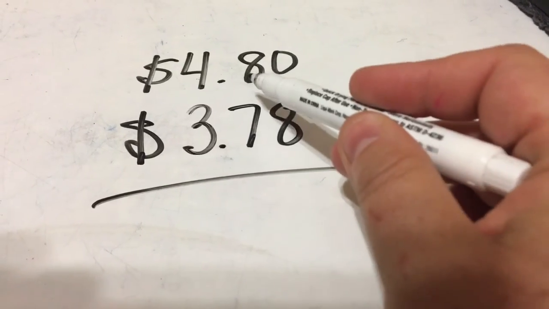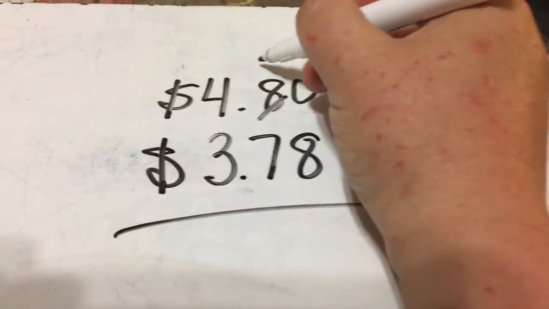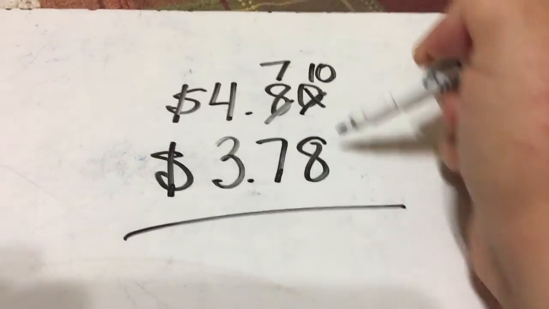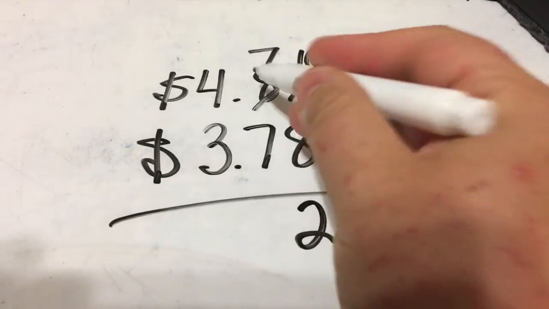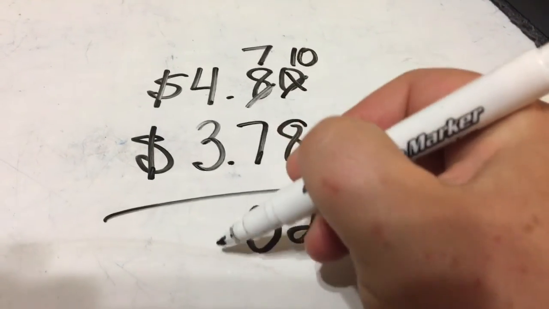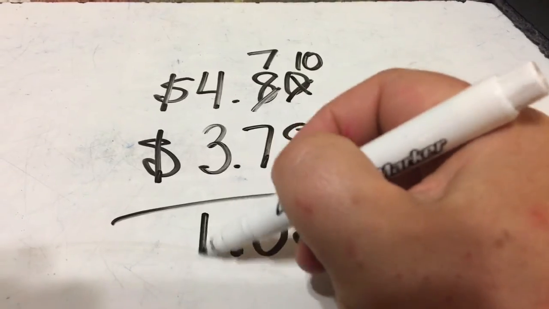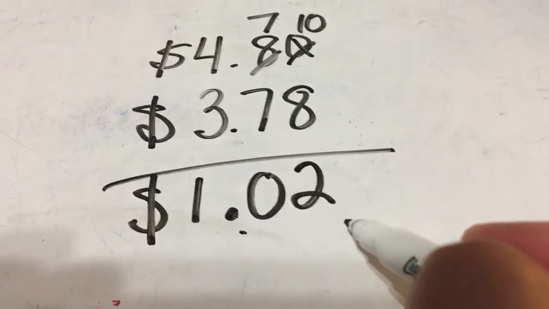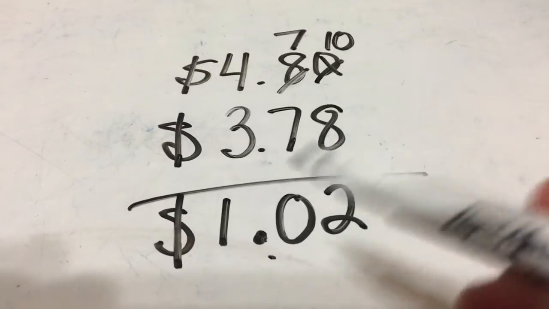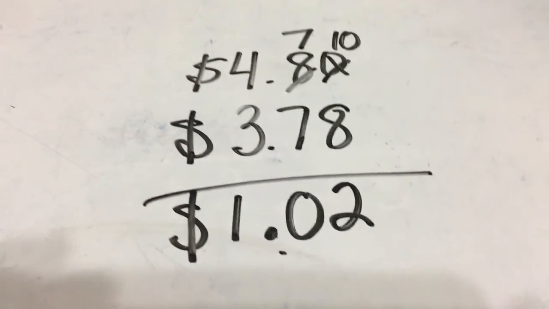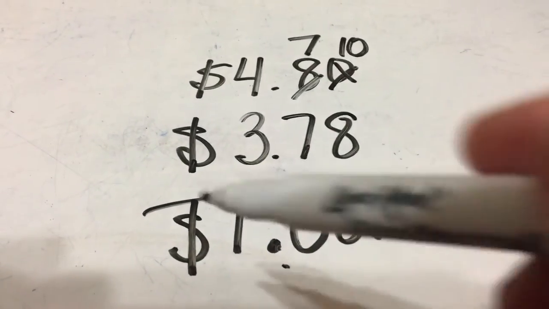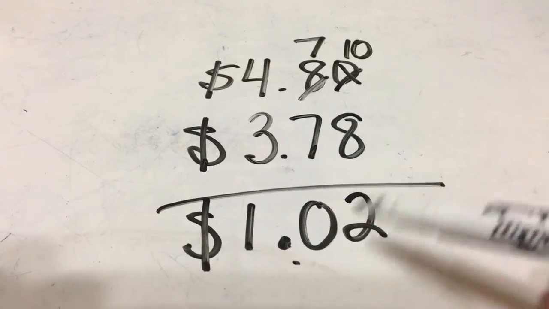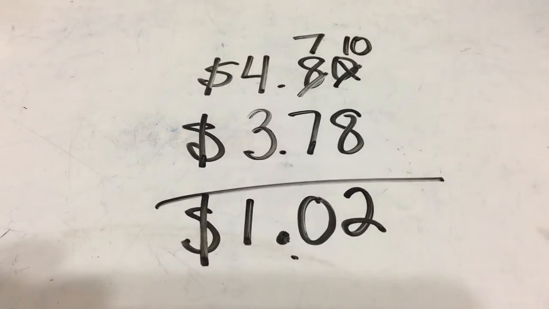So I go next door to borrow. That 8 becomes a 7. Now that one that I borrowed turns that 0 into a 10. 10 minus 8 is 2. 7 minus 7 is 0. Bring down my decimal. 4 minus 3 is 1. And $1.02. So I actually did something like that the other day at the store. I had cash on me and I could have just given her $5, but I did this in order to use the least amount of bills.